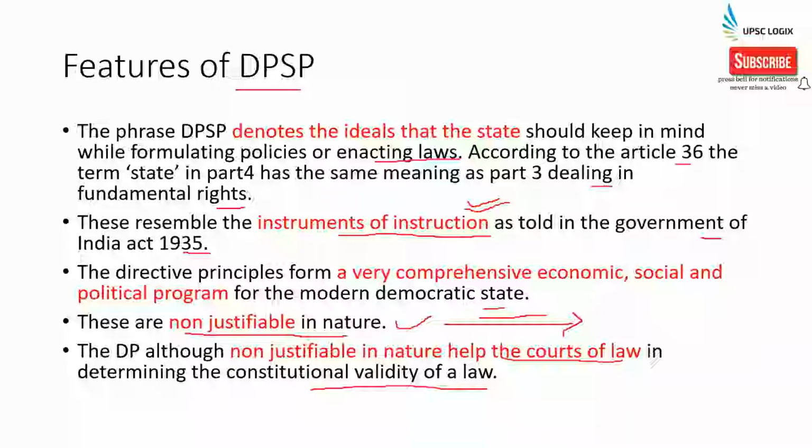it may save such a law from unconstitutionality, even though this particular law may be unreasonable in relation to Article 14, which is equality before law, or Article 19, the six freedoms. So, if a particular law is in conflict with any of the fundamental rights in Article 14 and Article 19, and yet conforms with the directive principles of state policy, such a law may be held valid by the Supreme Court of India.